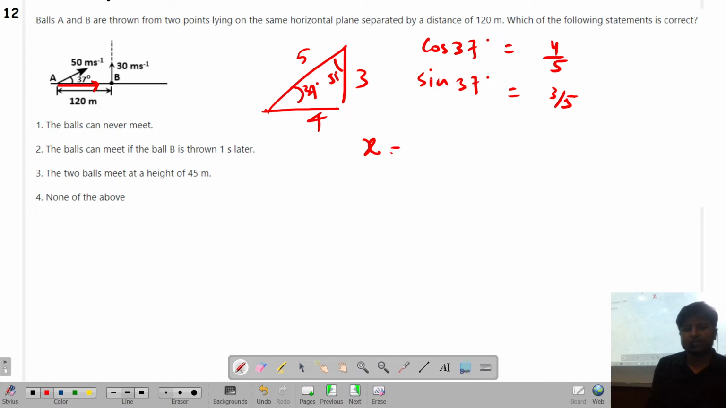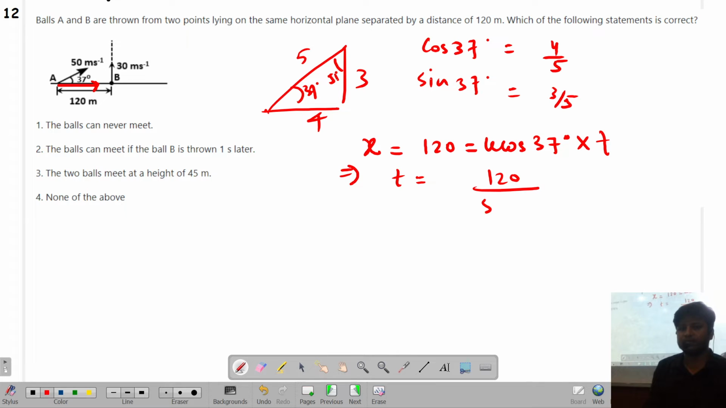So distance x, which is equal to 120 meters, is covered with which velocity component? u cos 37 into some time t. Got it or not? So can you calculate this time? Time is going to be 120 by u cos 37. 50 into cos 37 is what? 4 by 5. 5 into 10, 4 into 3 is 12, zeros cancel. So how much is the time? 3 seconds. Yes or no?